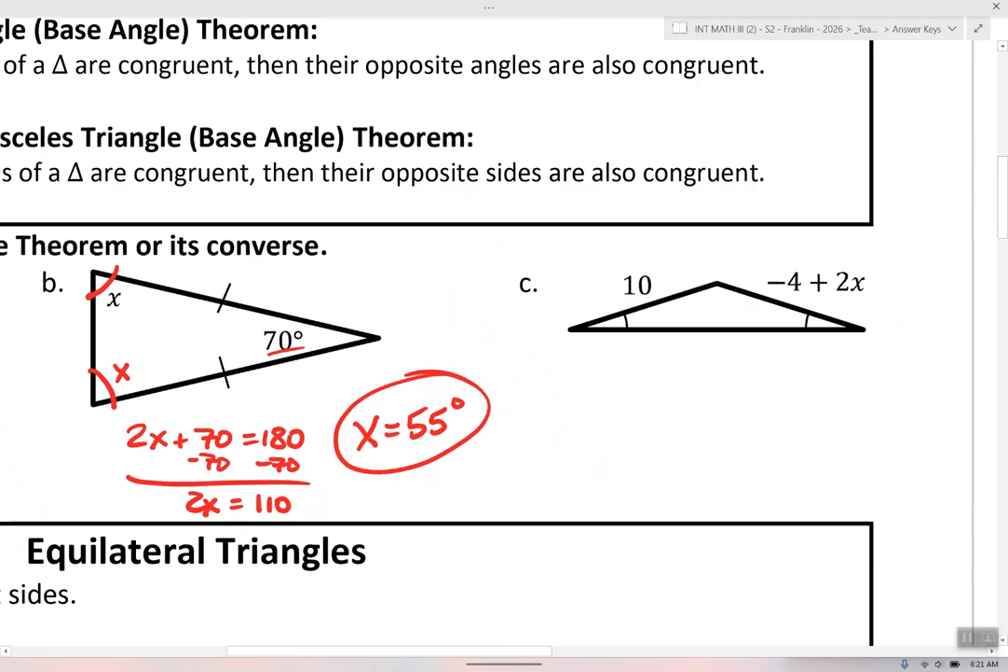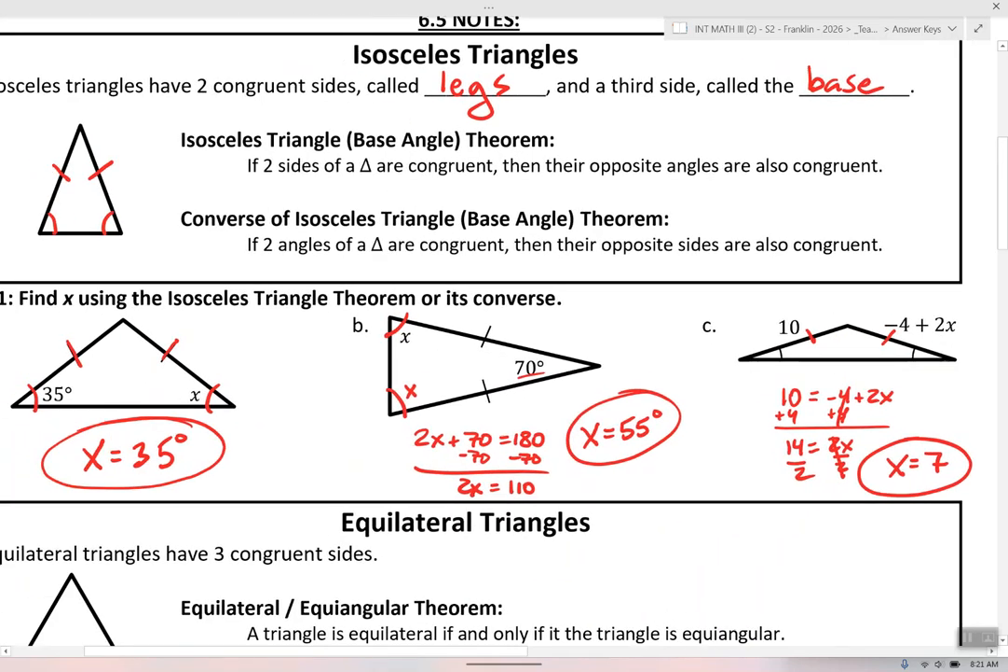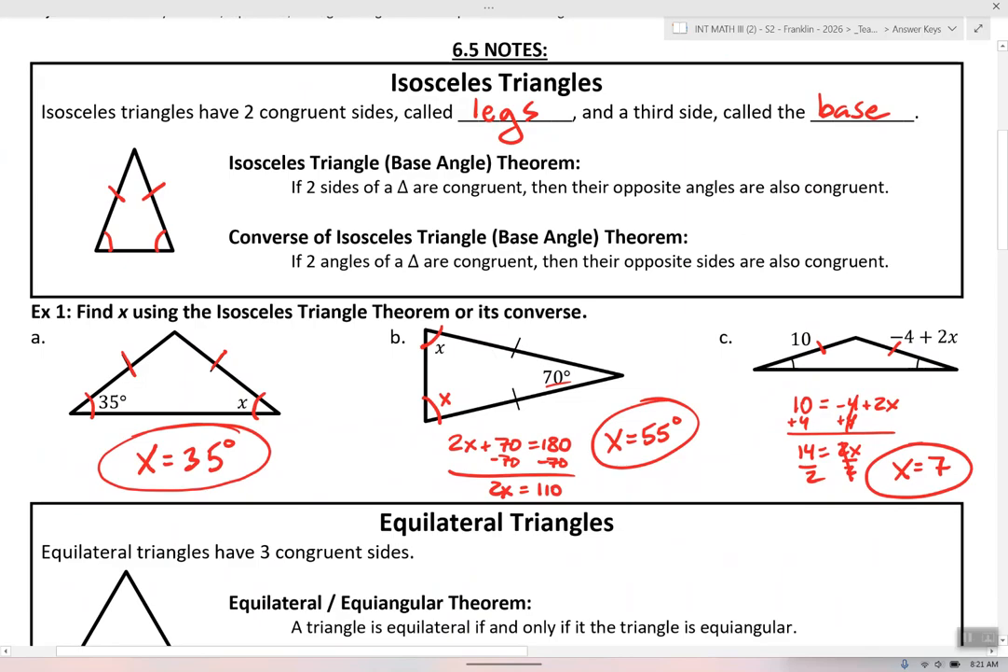Here's one that uses the converse theorem. We have two angles that are the same, so we know that their opposite sides must be the same as well. So I can write an equation where 10 is equal to negative 4 plus 2x because these two side lengths must be equal. And then I can solve that equation, as long as I add the correct number. 14 equals 2x. So if I divide by 2, x equals 7. Okay, so in isosceles triangles, two sides and the two angles opposite those sides are congruent, and you can use that fact to your advantage when writing and solving certain equations.